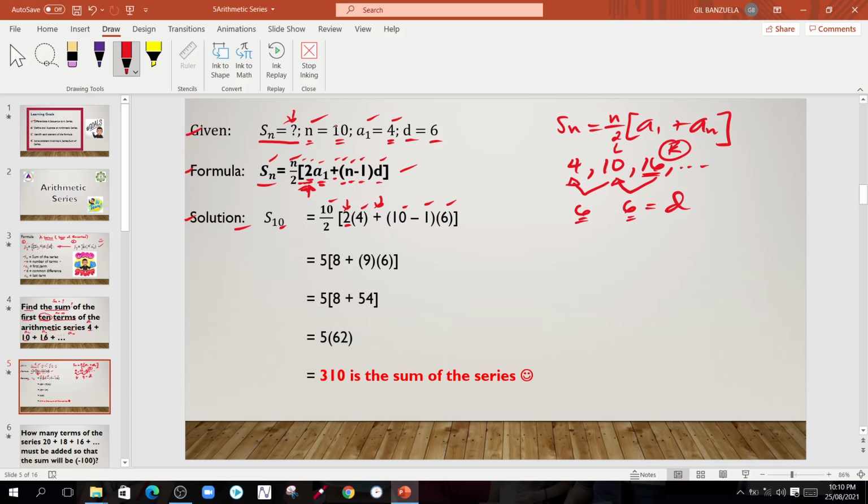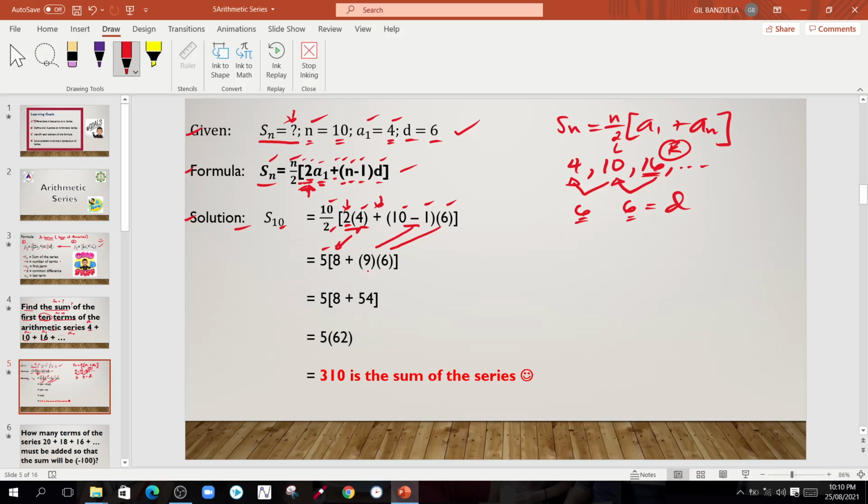Alright? So, after we plug in all the givens, we arrive at s sub 10, or the sum of the 10 terms is equal to half of 10, then multiply to twice of 4, then plus 10 minus 1 times 6. So, let's simplify. So, what is 10 over 2? So, that is equal to 5. Then, 2 times 4, that is equal to 8. Then, 10 minus 1, that is equal to 9. Then, we just bring down 6.